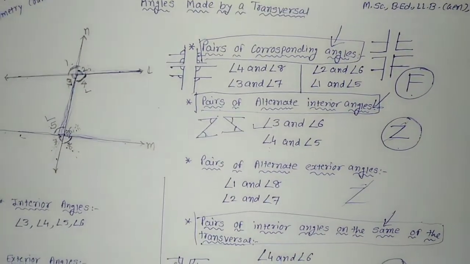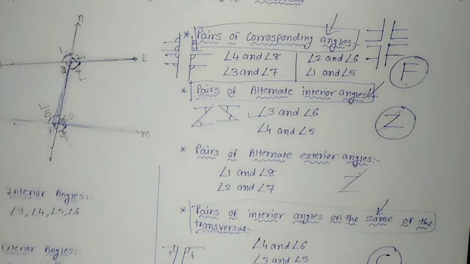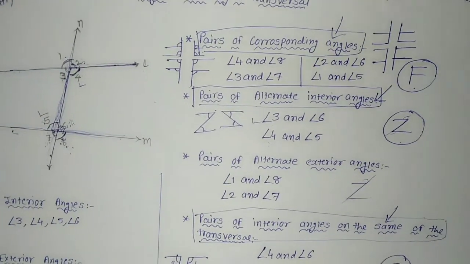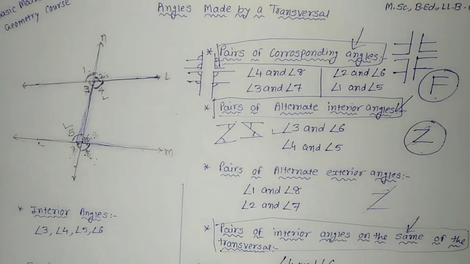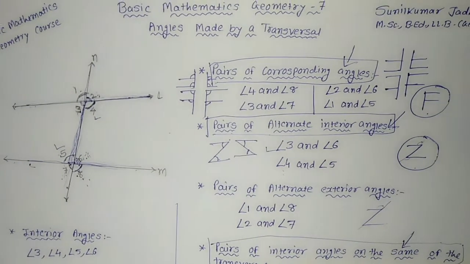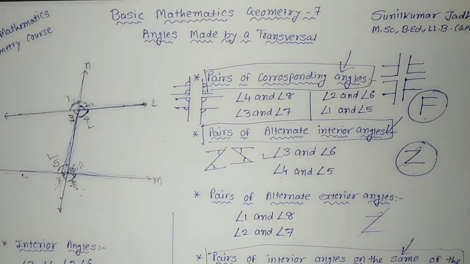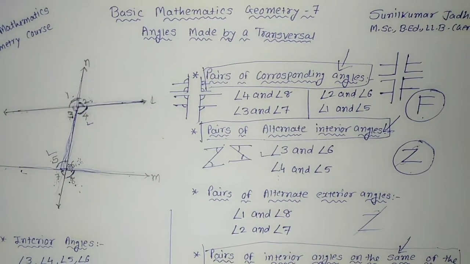So I hope you understand this. With this particular figure, F, Z and C have explained so many things to you. Now you can write the pairs of corresponding angles, pairs of alternate angles and pairs of interior angles on the same side of the transversal very easily.